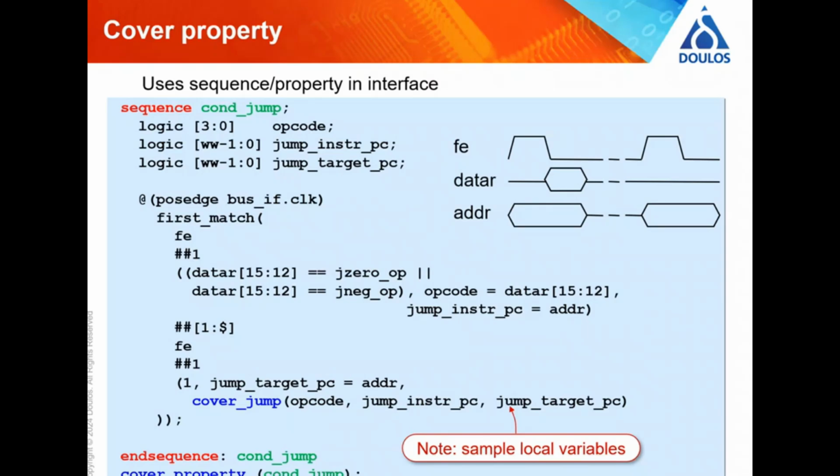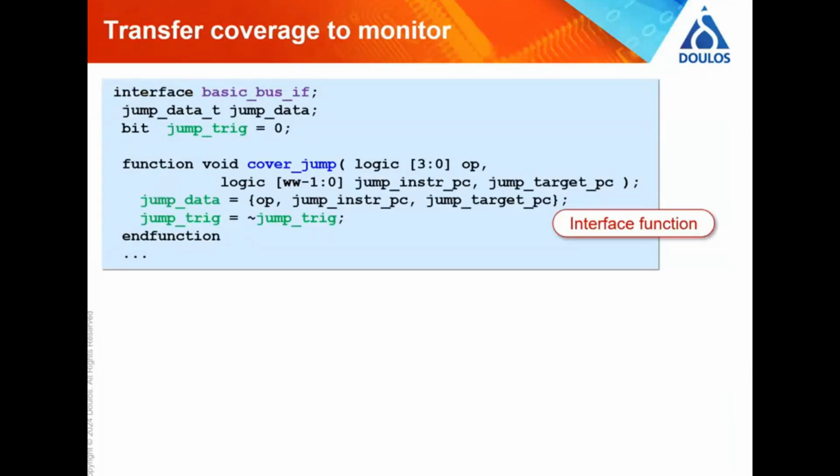Okay, now where is the cover jump defined? Well, it's in our interface. Here it's just a function where we pass in the opcode and the start and target address. We're going to package that up into jump data. Let's say this is a structure. And then we're using this variable here called jump trigger.